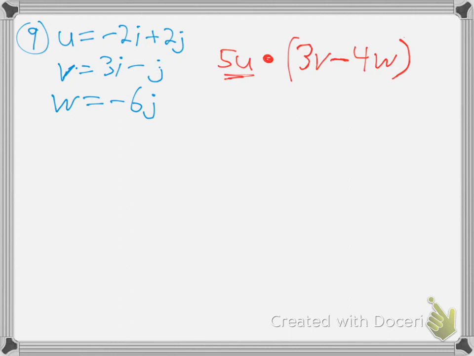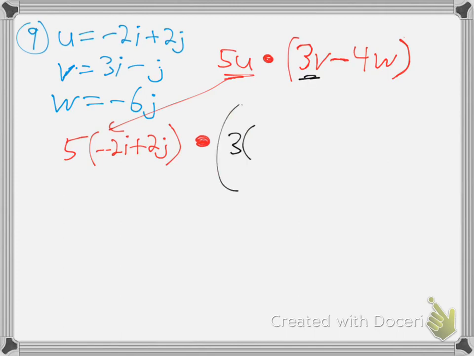All right, so 5 times vector u, so I'll bring it over here, 5 times the minus 2i plus 2j dotted with, and then the other stuff is 3 times vector v, that'd be 3 times 3i minus j, minus 4 times vector w, which is the minus 6j vector. We good there? So far, so good. Just kind of plug everything in. And can you work it out from there?